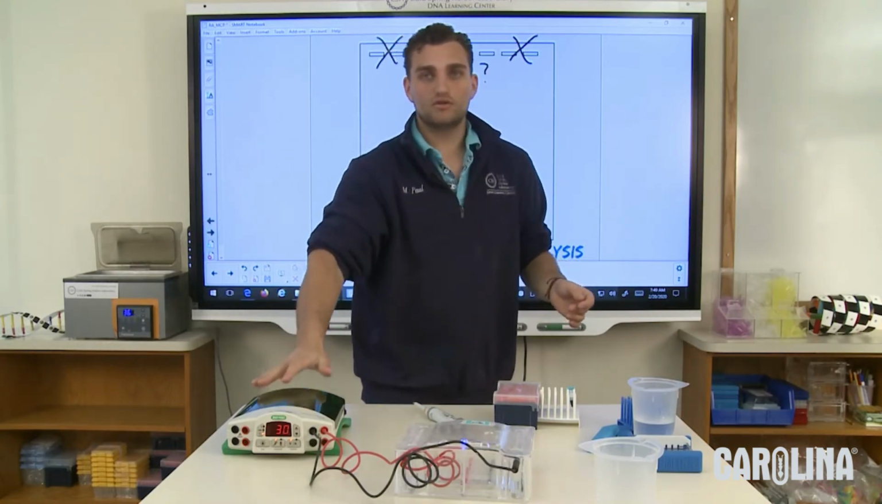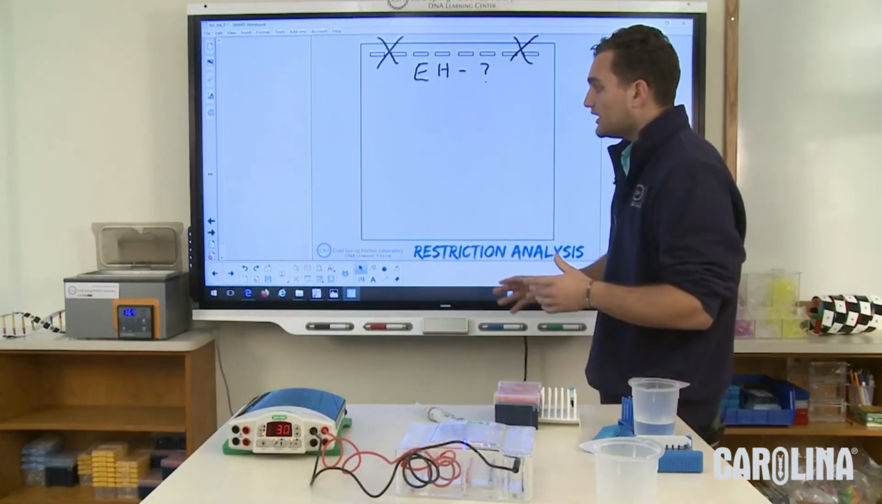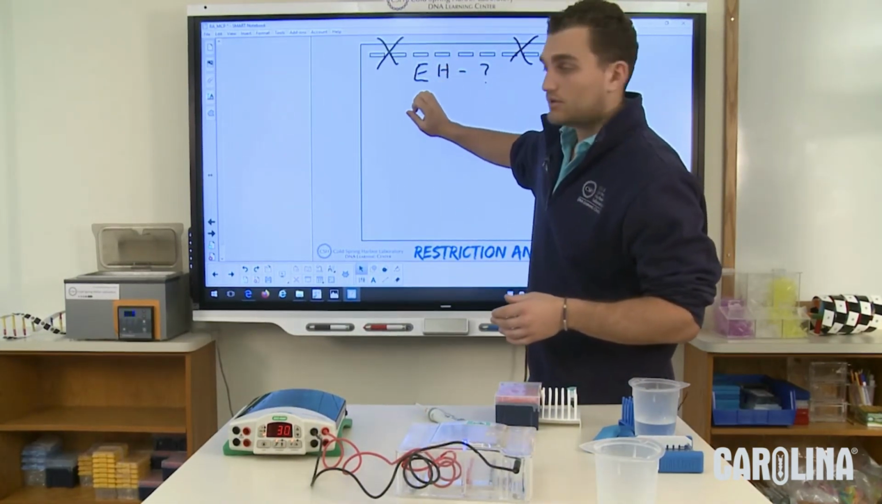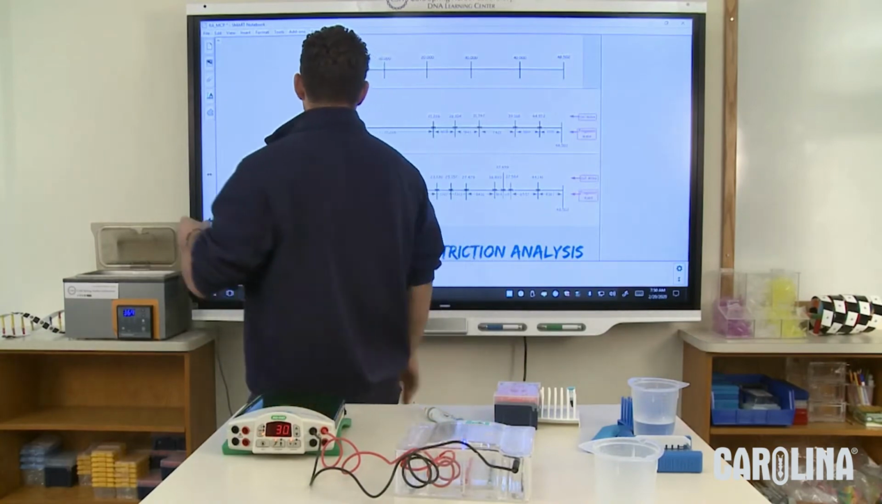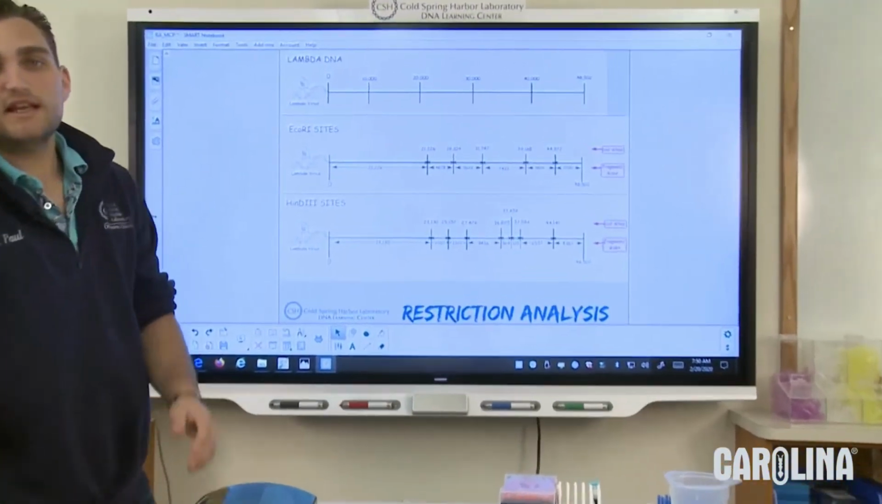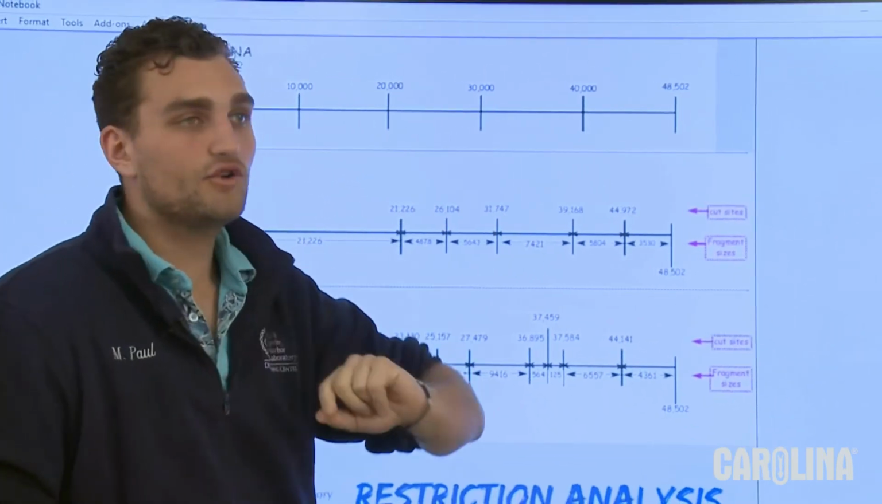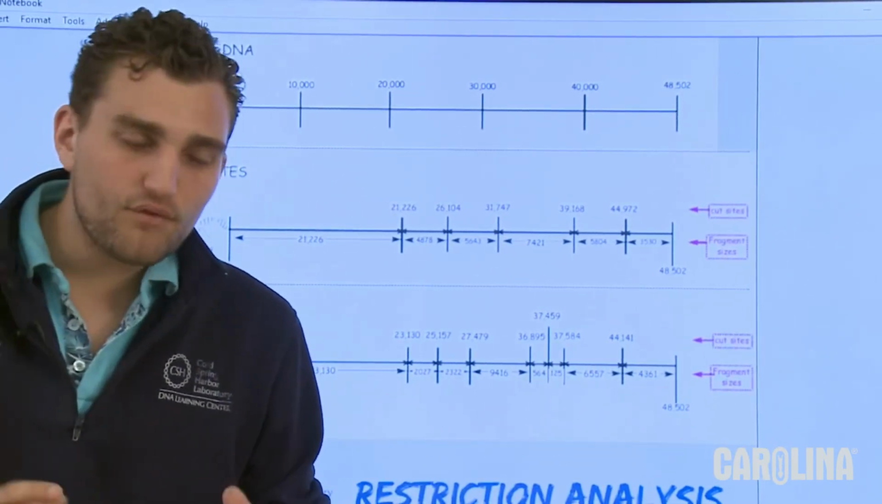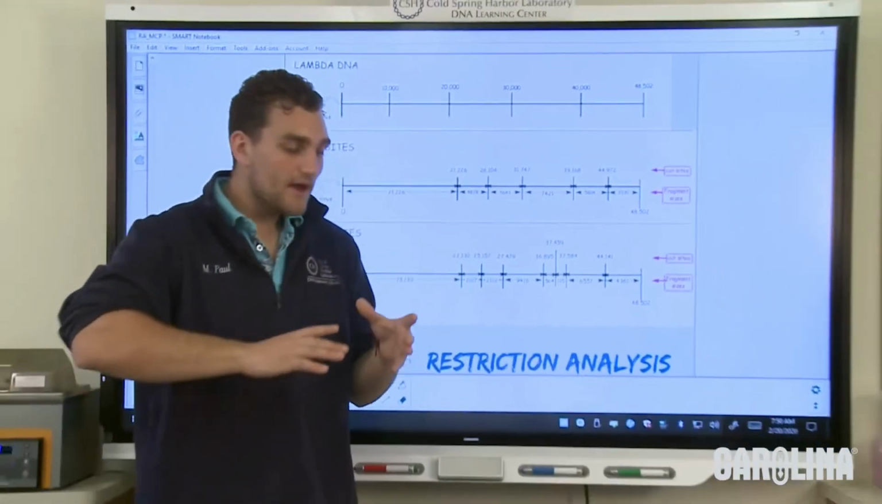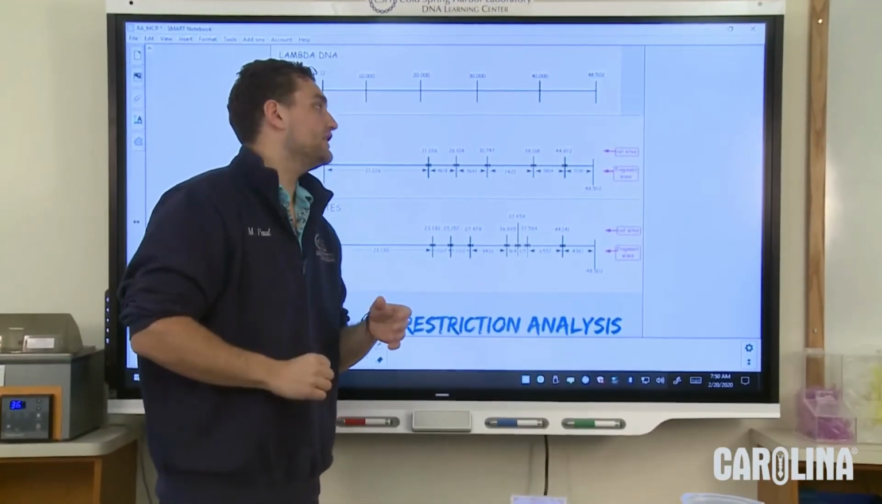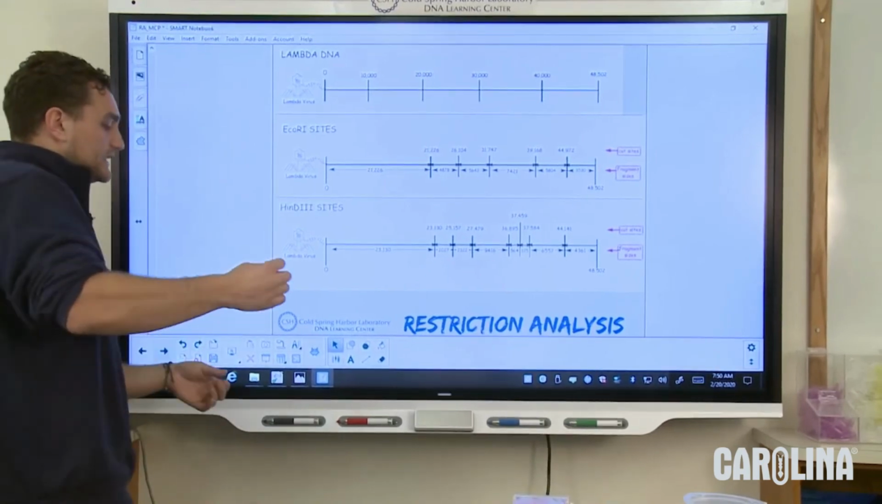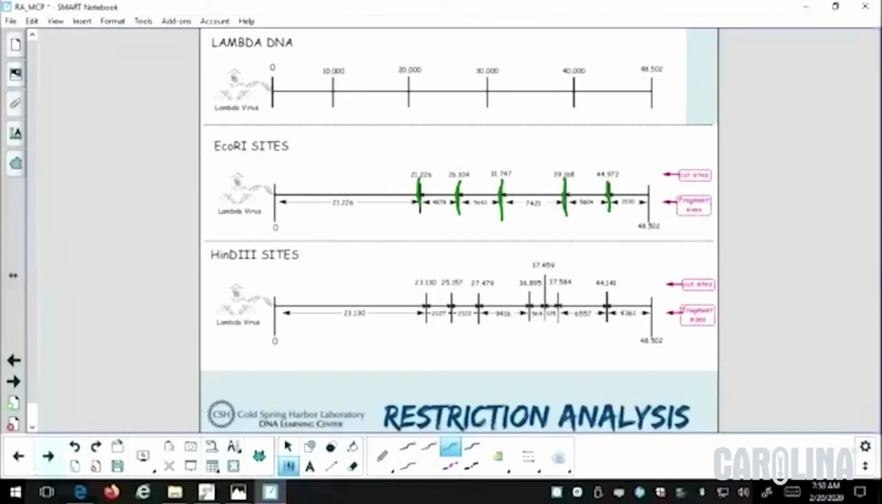So I'm going to let this gel run, and while this gel is running, we're going to look back up at my screen. So, lambda DNA is 48,502 bases long. And in that 48,502, there are 5 distinct locations of GAATTC. 5 different locations. 1, 2, 3, 4, 5.